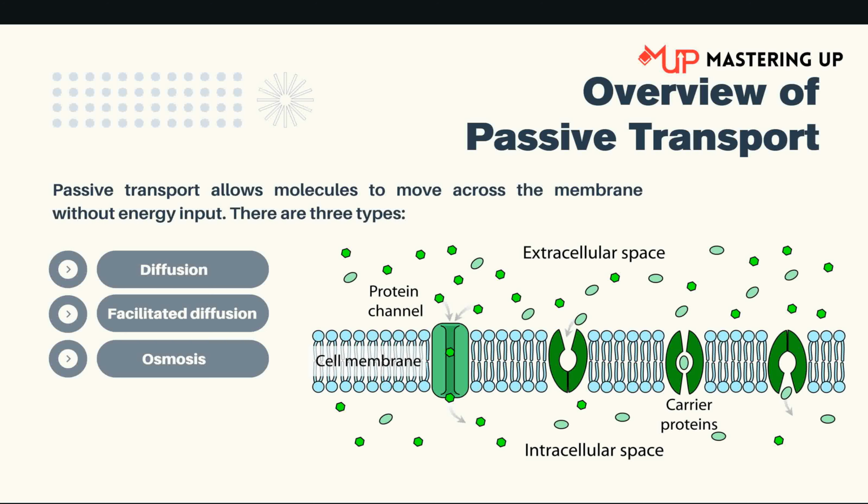Now let's see the overview of passive transport. Passive transport is driven by the natural tendency of molecules to spread from areas of high concentration to areas of low concentration. In this session, we will explain diffusion, facilitated diffusion, and osmosis. All these are types of passive transport.